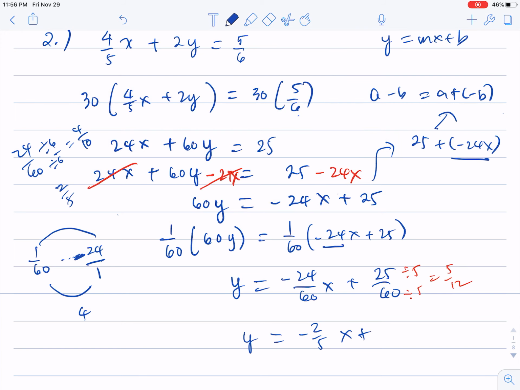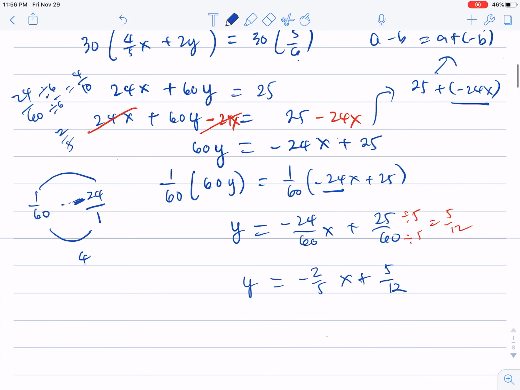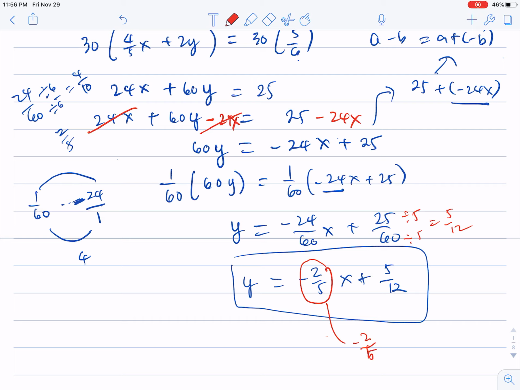So this is 5/12. Okay? Ibig sabihin ito na yung pinakasagot natin. Ang value ng m dito ay itong, this is your m, no? Yung katabi ng x, this is negative 2/5 equals m. At ito yung b natin. 5/12 is b.